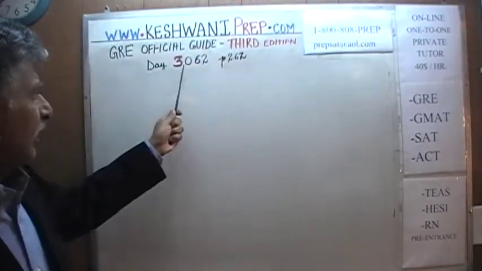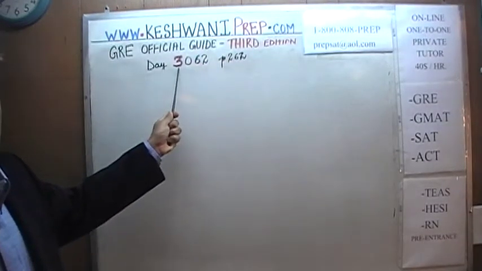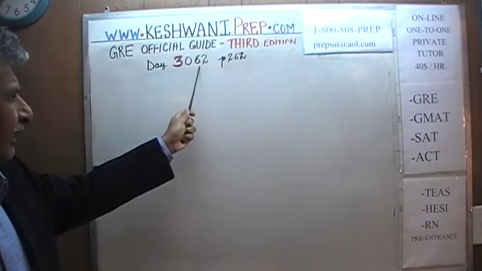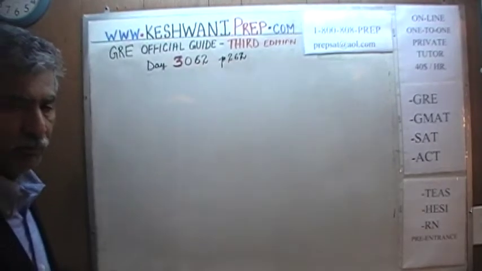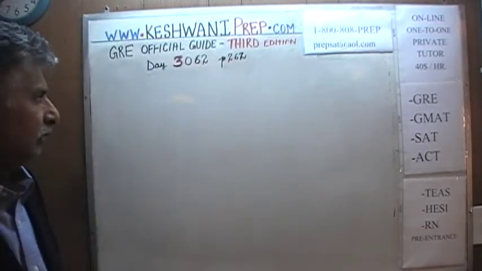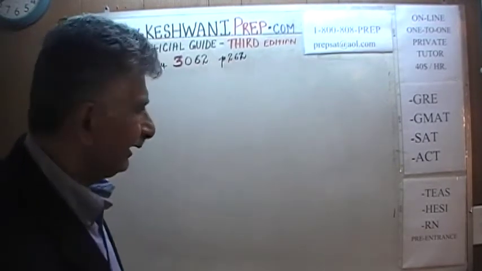Today is our lesson number 62. Day 3062, 3 is to signify that we are in the third edition, day 62, and we are, as it happens, also on page 262. We'll do problem number 17 and 18 in this video.